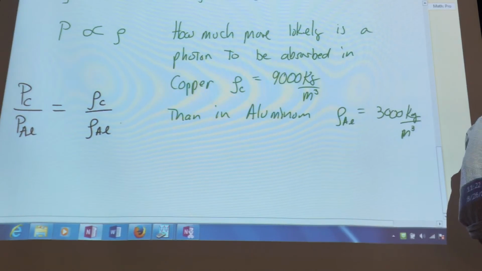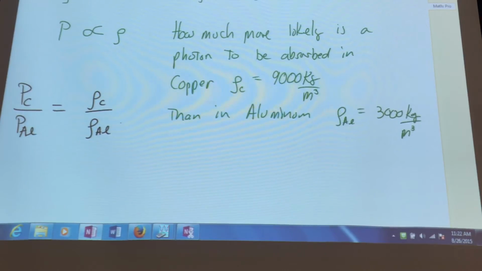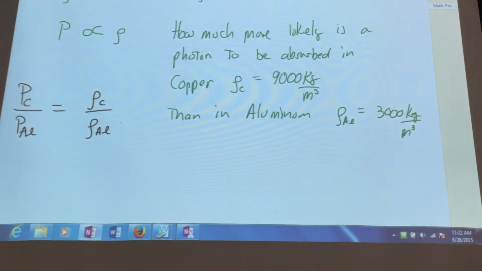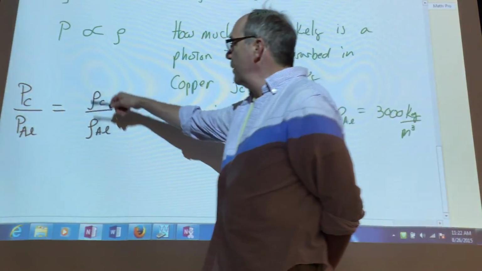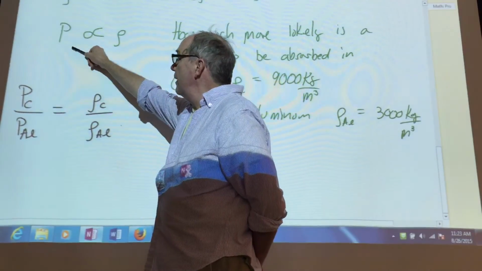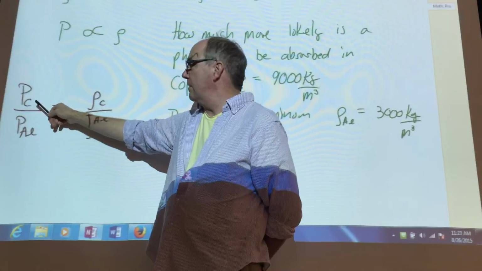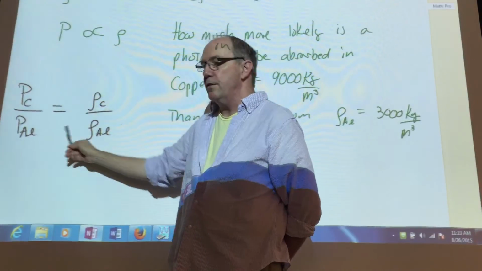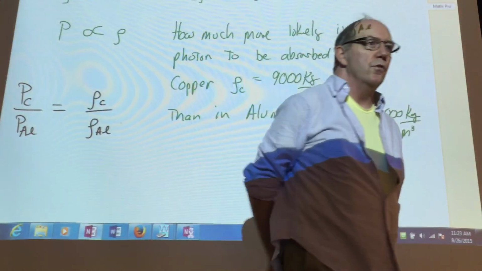Scary looking equation. Where did I pull that one out of? Basically what I did is I wrote two of these things down. It's another way of thinking about proportionalities. And notice the important thing: we have probability of absorption proportional to density. We're going to follow the subscripts here. We have copper upstairs, aluminum downstairs. And this follows the idea of being proportional to.